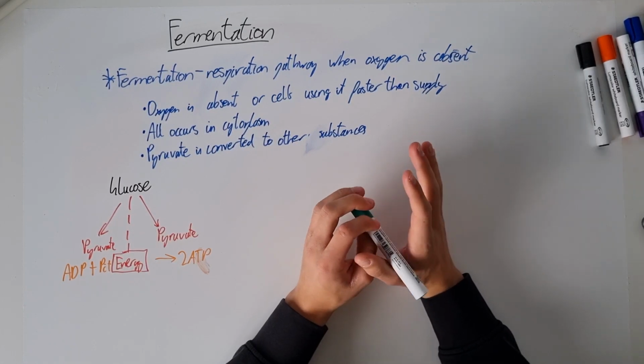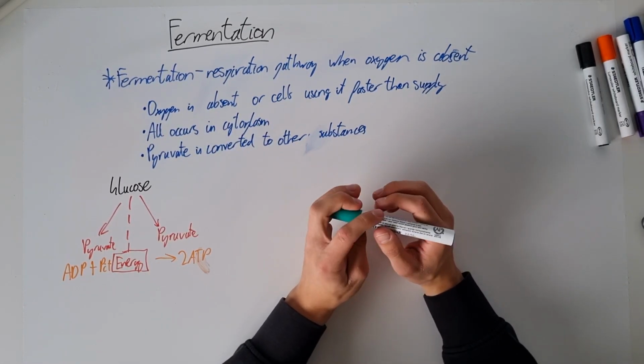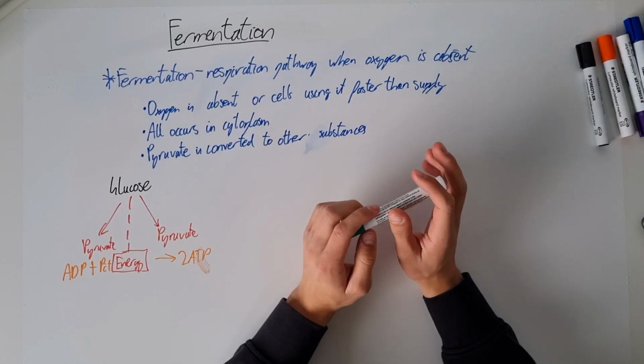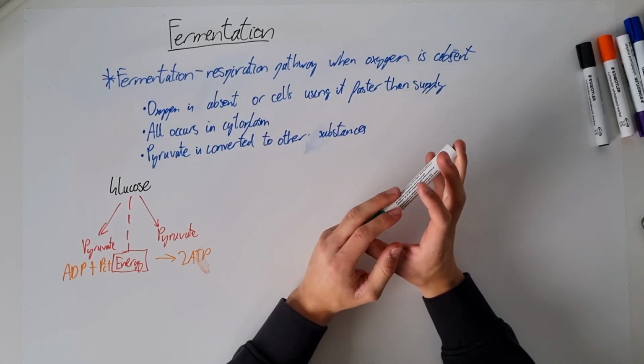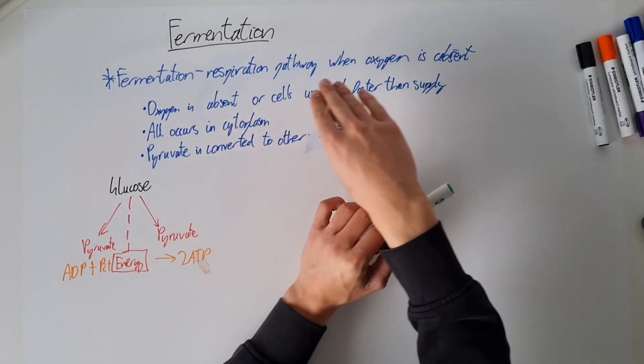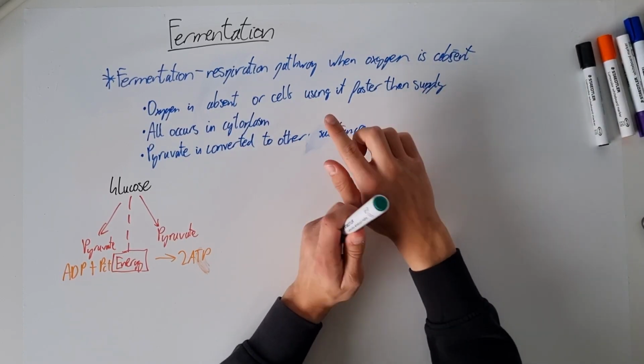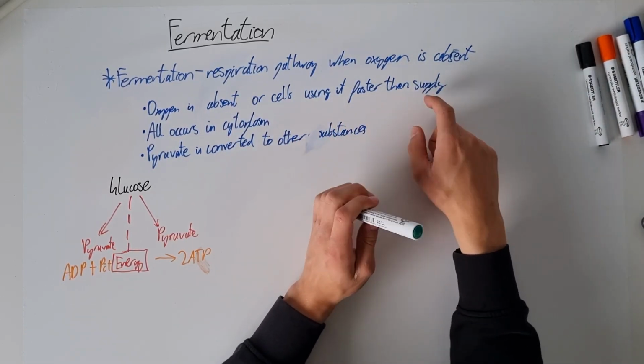And now we have already looked at aerobic respiration, which is respiration in the presence of oxygen, and now we're going to be looking at the fermentation pathway that occurs in the absence of oxygen. So just a few key notes here. Fermentation is the respiration pathway when oxygen is absent. We already know that. Oxygen is absent or cells are using it faster than supply.